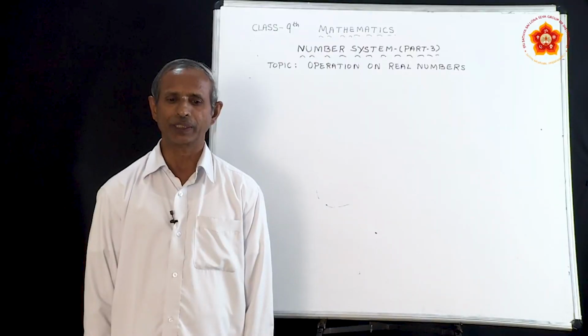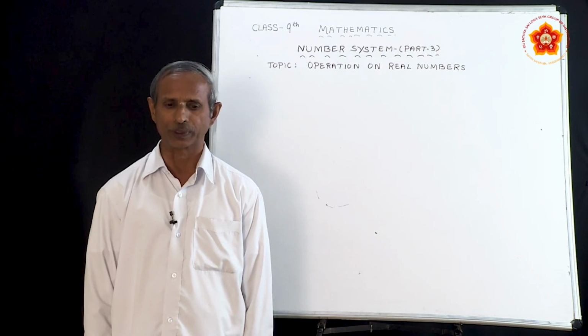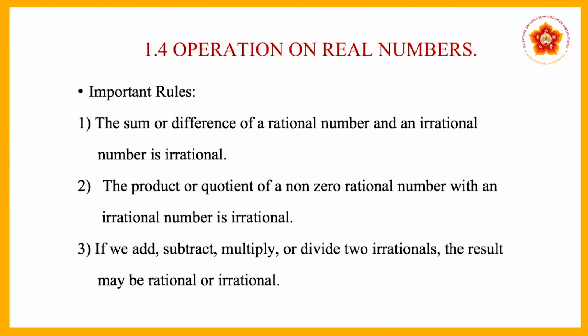Today's topic is operation on real number. To do any operation, you should know some important rules. The first one is the sum or difference of a rational number and an irrational number is irrational. Second rule is the product or quotient of a non-zero rational number with an irrational number is irrational. Third rule is if we add, subtract, multiply or divide two irrationals, the result may be rational or irrational. These are the important rules. It will help to solve the exercises.